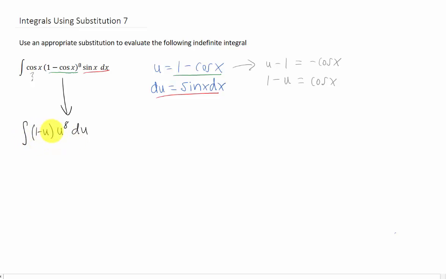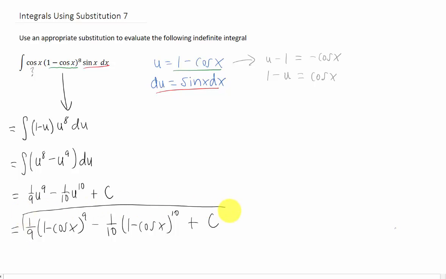But now we can use a little bit of algebra. We can distribute the u to the 8th to get this, and now when we integrate, we get 1/9 u to the 9th minus 1/10 u to the 10th, which is a pretty good answer, but we want to get back to the variable that we started this problem with. That's x. So we just substitute 1 minus cosine of x for u. And this answer right here is really good.